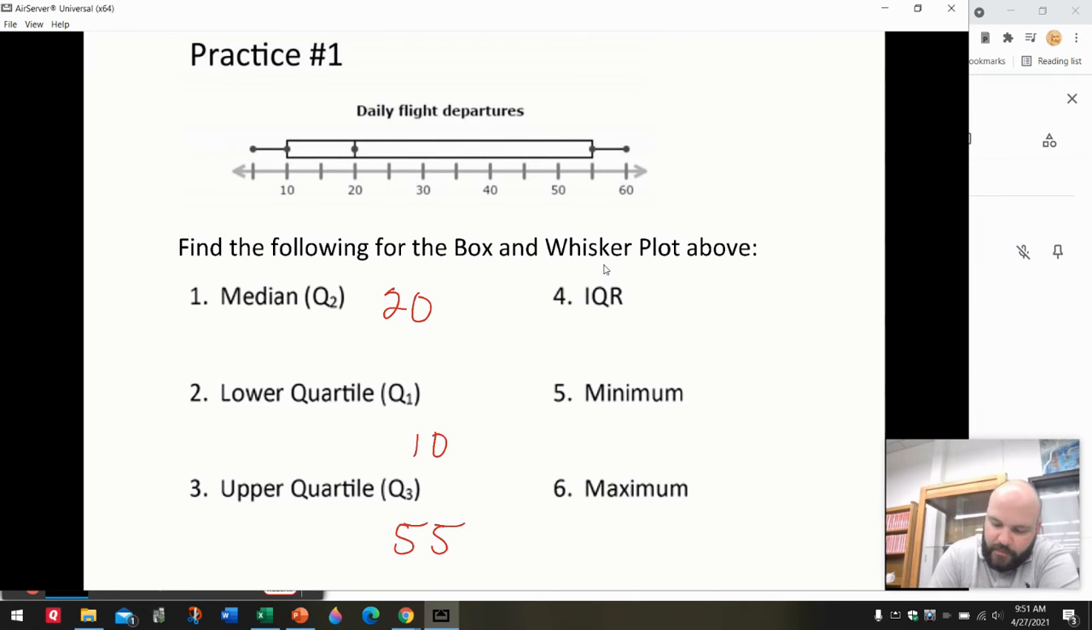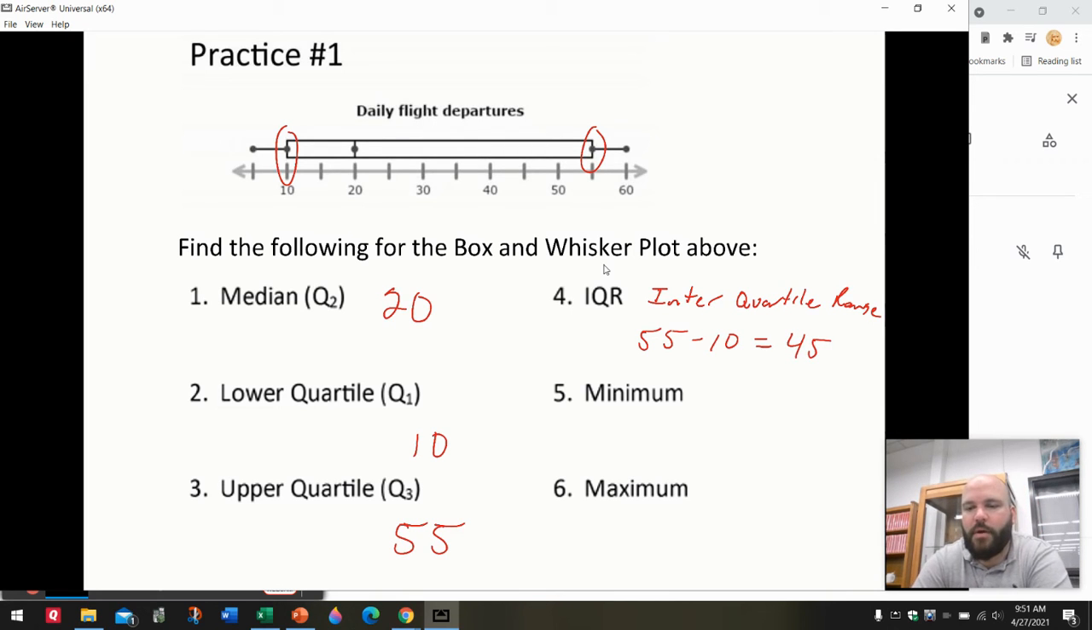Now, IQR stands for interquartile range. The interquartile range is found by subtracting your lower quartile from your upper quartile. And so in this case, the upper quartile was 55 and the lower quartile was 10. So we will do 55 minus 10, which gives us a total of 45 for our interquartile range.